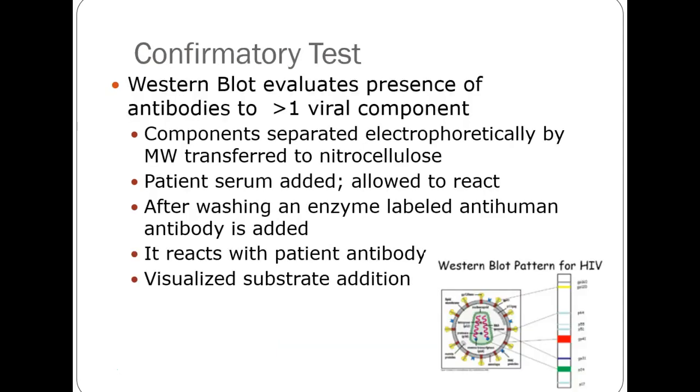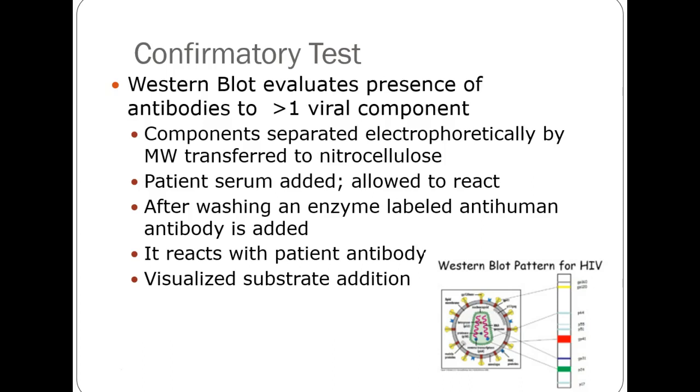Once we find out somebody is HIV positive first by ELISA, we send them out for an absolute confirmation test using Western Blot. Western Blot evaluates the presence of antibodies to greater than one viral component. Now, the components are separated electrophoretically by molecular weight and are transferred to nitrocellulose. They add the patient's serum, which is allowed to react, and after washing, an enzyme-labeled anti-human antibody is added. It reacts with the patient antibody, and we visualize a substrate.